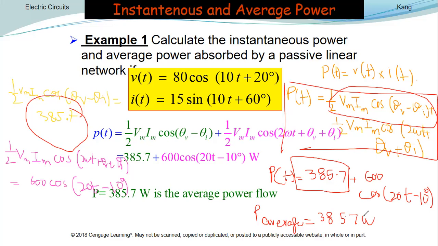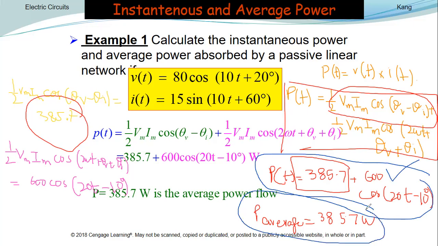After putting the values, the first parameter is known as my average value. This second value basically is my instantaneous value, and the answer of this equation equals 385.7. So this is my average value. Is that clear, class? Yes, sir. Okay.